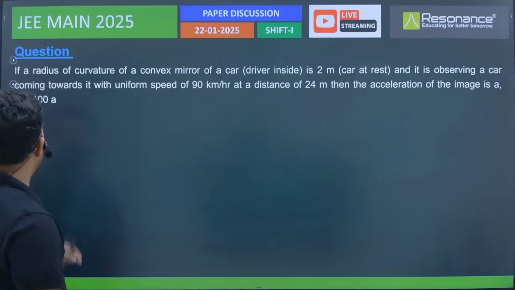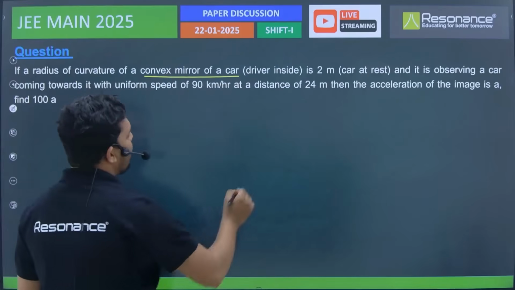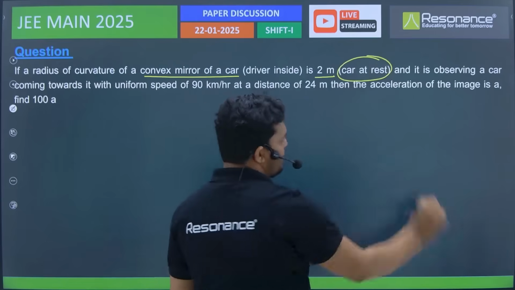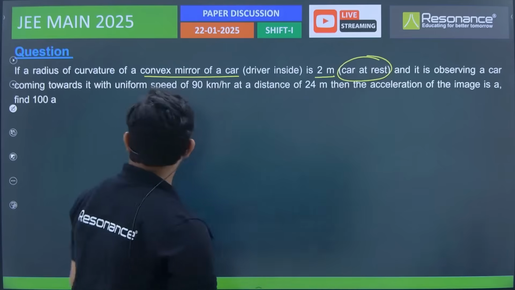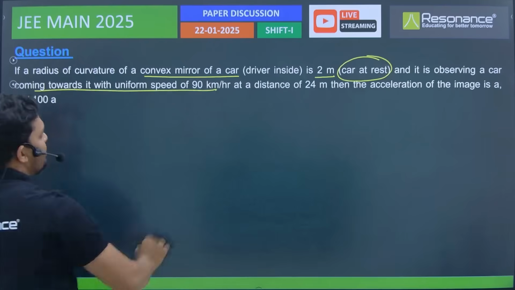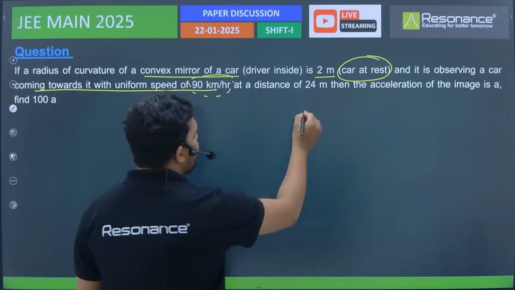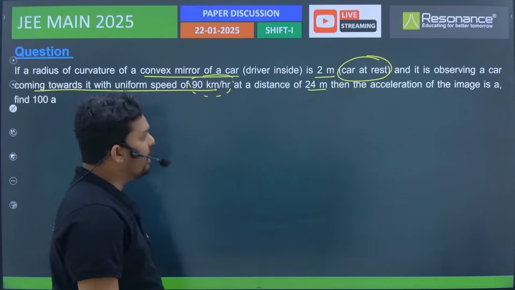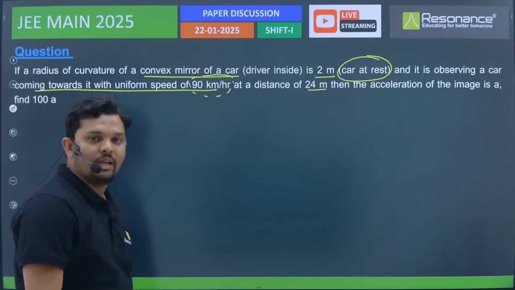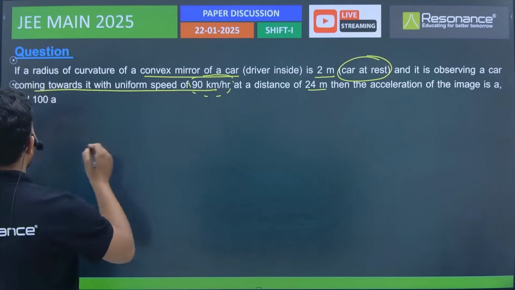In this question, what he has given: the radius of curvature of a convex mirror of a car driving inside is 2 meters, and he said that the car is at rest, and it is observing a car coming towards it with a uniform speed of 90 kilometers per hour. We need to also focus on their units. At a distance of 24 meters, the acceleration of the image is to be found.